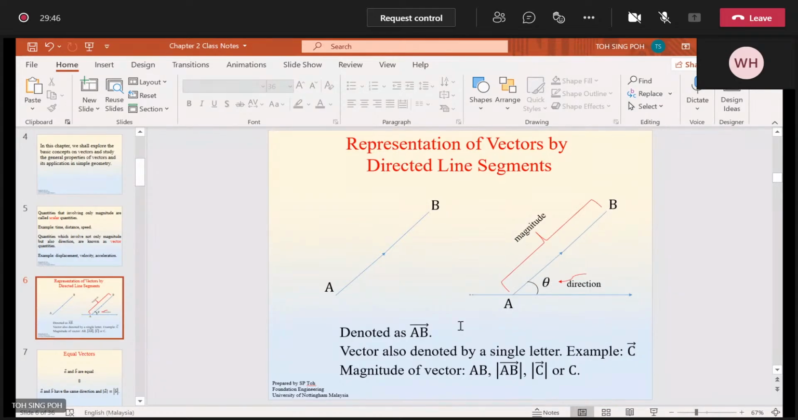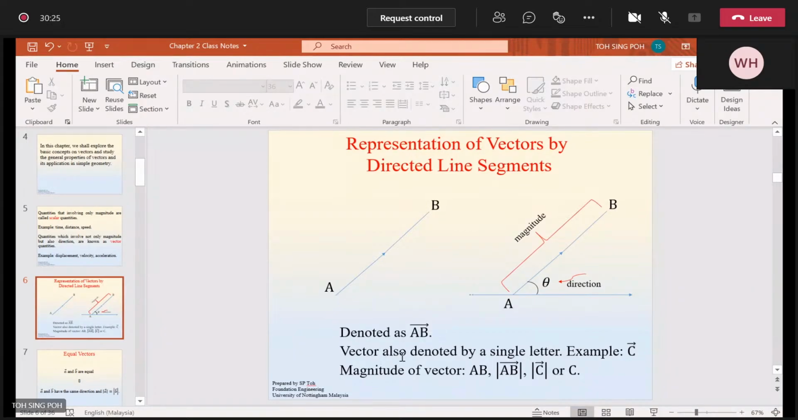If you don't use this graphical method and you use symbols, then we denote this vector as AB, from A to B, with an arrow on top. You can see this arrow points from A to B, which means the direction is from A to B. If you swap it to B to A, then the direction will be reversed. So the sequence of the symbols is very important in this chapter. AB and BA are not the same, but they are opposite with respect to one another.